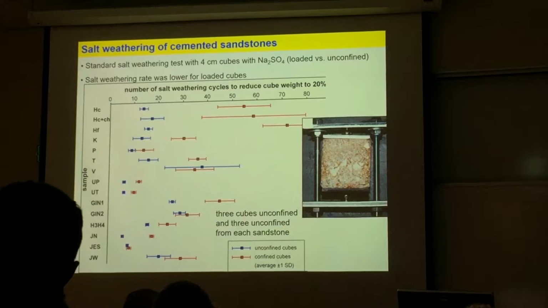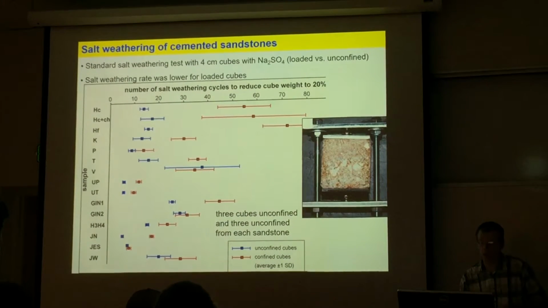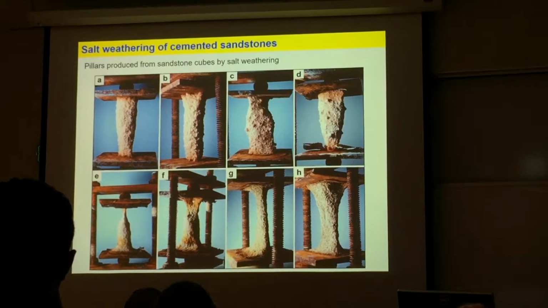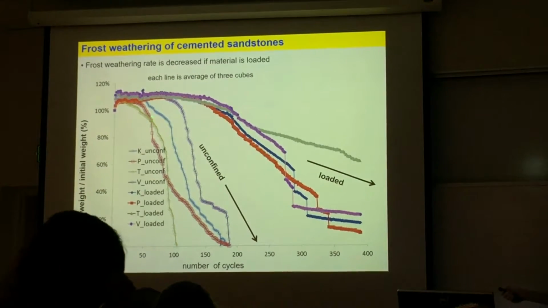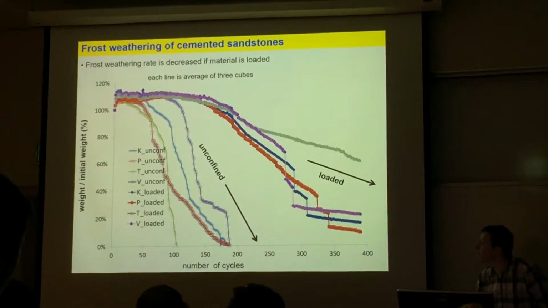And you can see that especially the quartz materials show much faster disintegration rate for the free-standing cubes compared to the loaded cubes. So, especially for quartz materials, it is much slower erosion if you compress the material. This is the result of salt weathering. You can see nice pillars, similar to those created by the erosion. So the salt weathering creates similar shapes. And frost weathering gives a similar result. You have much faster decay of unconfined cubes compared to loaded cubes. So it seems that the stress affects many different processes.